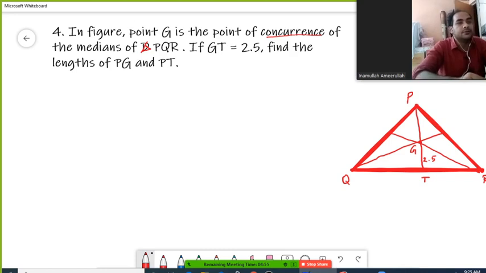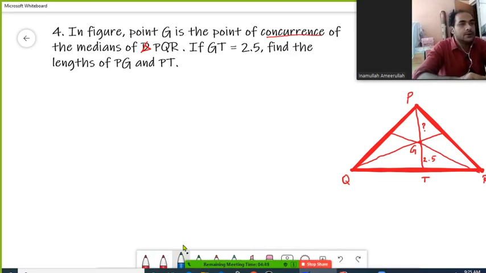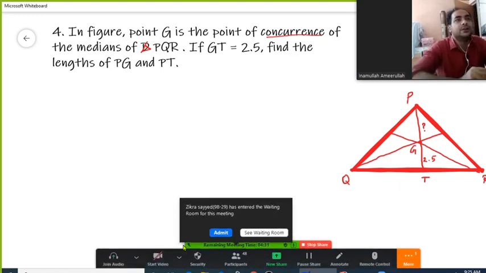So we need to find the length of PG and the whole length of PT we need to calculate. So the whole length of PT from here to here. This is PT. Once you get PG, you can add PG plus GT to get the length of PT. So it's a very simple question. Let us see how we can solve.